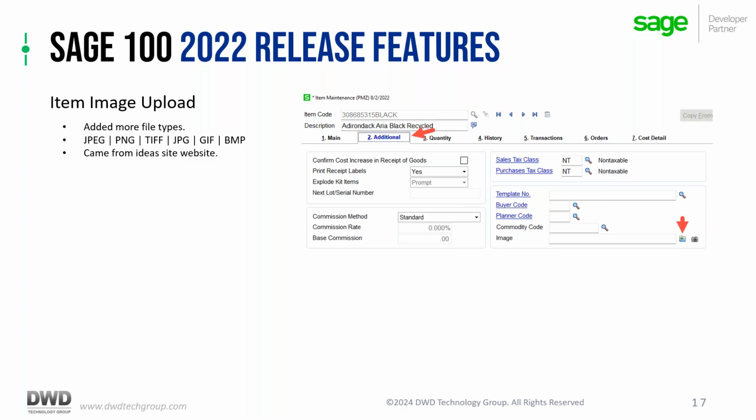Item image upload. So here's an area where you can, on an item, do a lookup and find a picture of an item, and it will upload it into Sage 100. It has a folder on the hard drive. It takes the image, moves it over there, and it allows these certain types of images. It can be very useful if you need to organize that information.